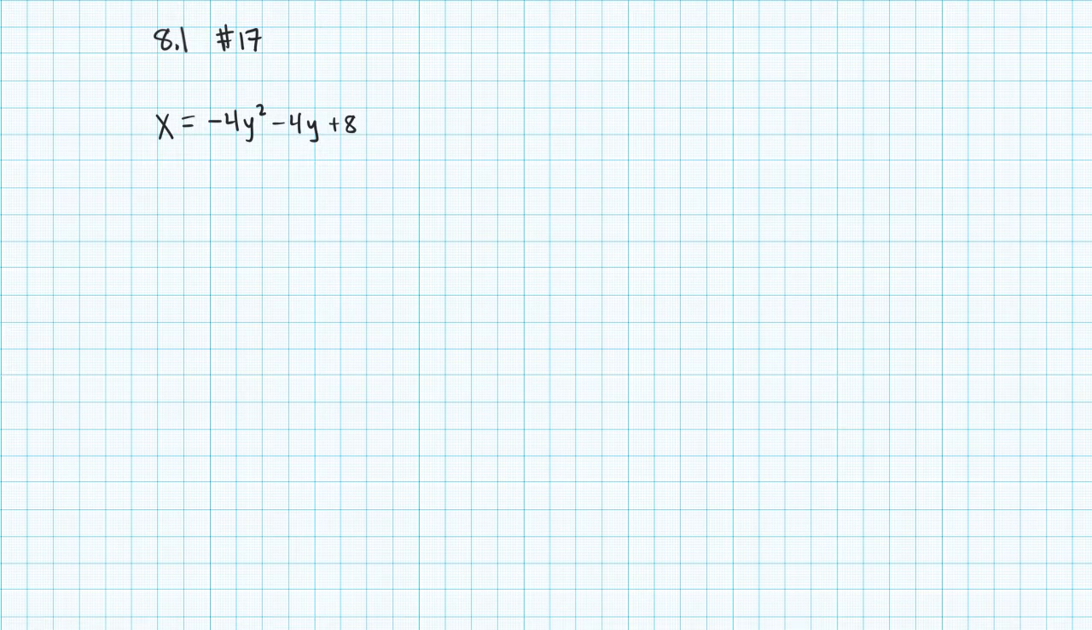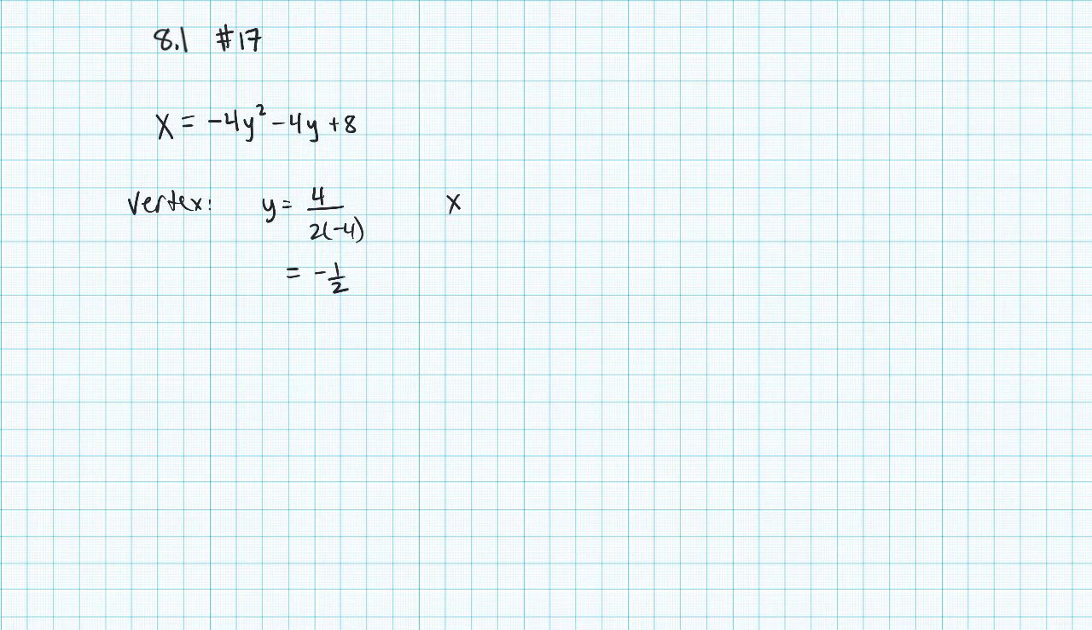All right, let's look at graphing this equation. So I see it's a parabola. The first thing I want to do is figure out the vertex. And that would be that y is the opposite of b over 2 times a, so 4 over 2 times negative 4. So this would give us negative 1/2.